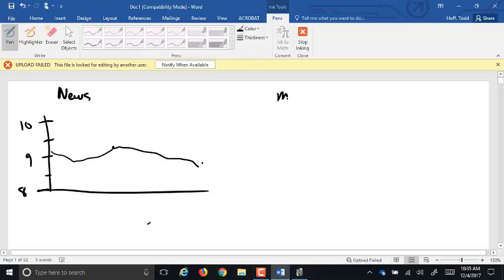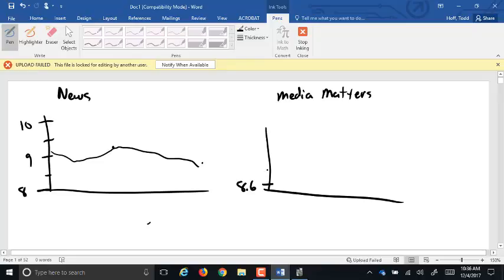The one from Media Matters, they said it would have been more honest, since the data went from 8.6 to 9.2, to have a graph that was 8.6, 8.8, 9.0, 9.2, to have a graph that looked like this. They said that would be more honest to have.